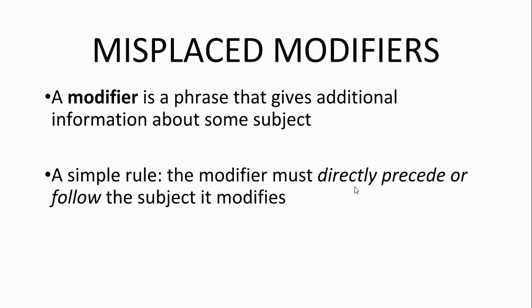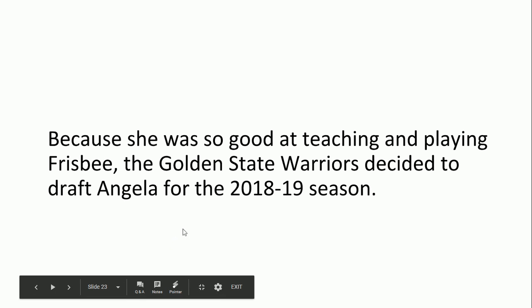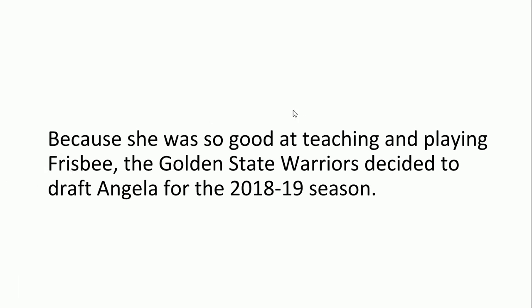So what this is saying in other words is that a modifier can't come way before the subject that it modifies. It has to either directly come before it or come after it. Otherwise, it's misplaced. So, as we like to do, we'll look at an example. What do you think is wrong here? Or I don't know, is anything wrong here? Because she was so good at teaching and playing Frisbee, the Golden State Warriors decided to draft Angela for the 2018-19 season.